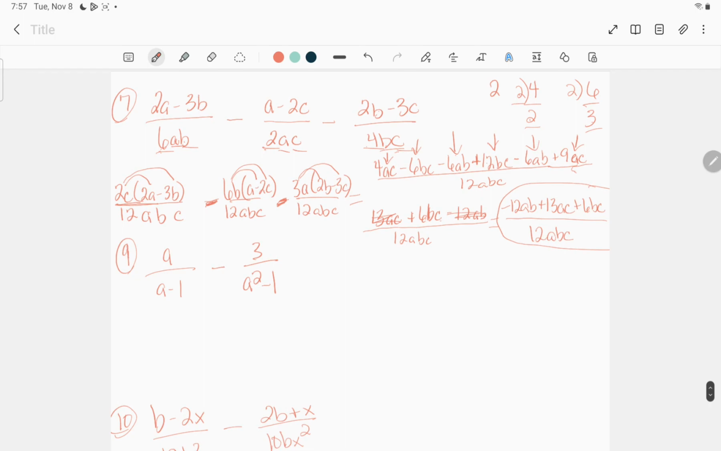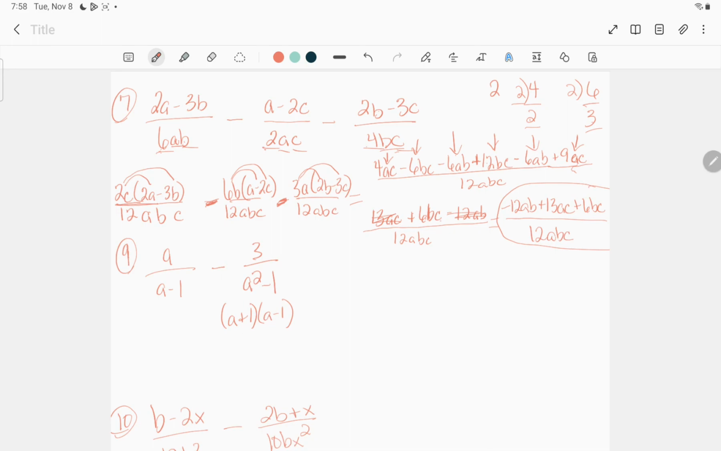Really, really hope that this makes sense. All right, so I'm going to factor this out. We're skipping down to number 9. Number 8 is very simple. You should be able to get it fairly quickly.